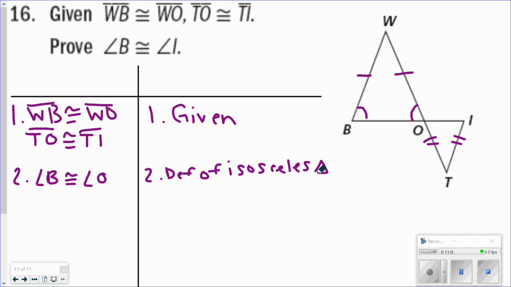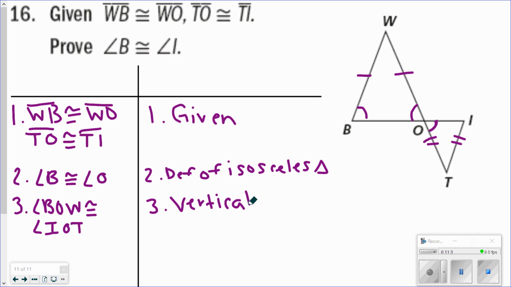Well, if I look at angle O, I also know that these two angles are congruent. Why? Well, they are vertical angles. So I'm going to write this out. So, part 3, I know that angle BOW is congruent to angle IOT. My reason: they are vertical angles.